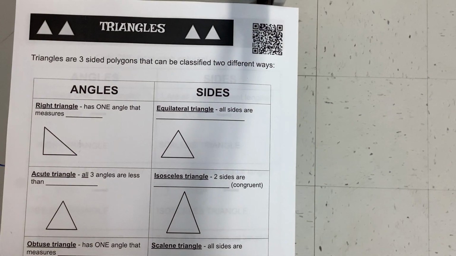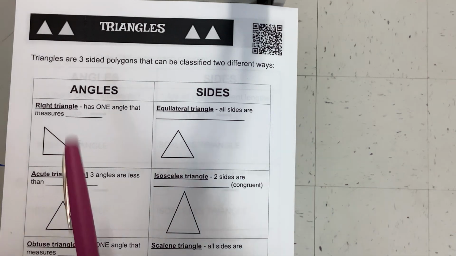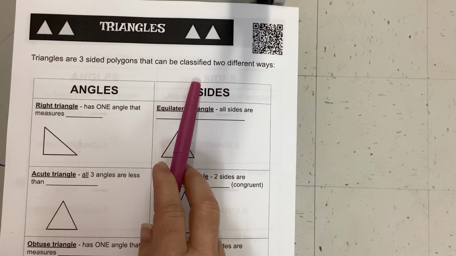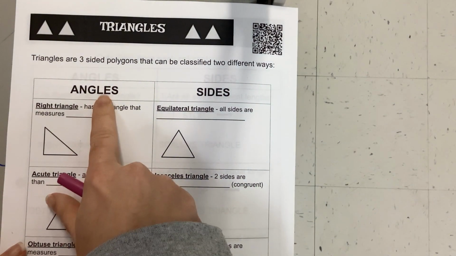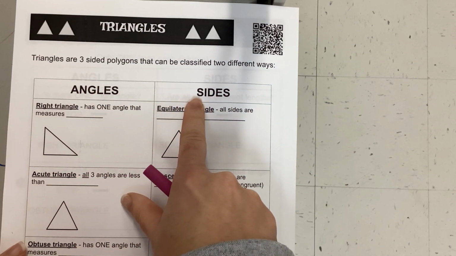Okay, so page 4 on your journal is the triangles classification page. Once you've decided that you have a figure that is a polygon, meaning that it is closed, there are no curved lines, and there's no cross lines, you're going to look to the number of sides it has. If it has 3 sides, then it is a triangle. So triangles are 3-sided polygons that can be classified 2 different ways. There's 2 different classifications for triangles, and one of them is the angles and the other is the sides.